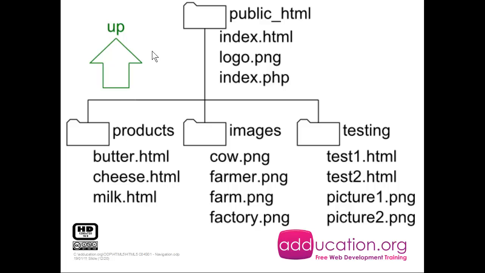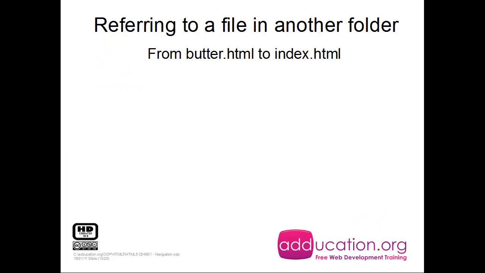I can go directories down, but I can also go up as well. For instance, I'm in butter.html and I want to go to index.html, so I have to go 1 up. Going up is easier because I don't have to remember the names of the folders. What I do, going from butter to index, is I just go up 1 directory with ../. I don't have to check what's the name of the folder that's lying above. Just go up 1 folder and that's it.